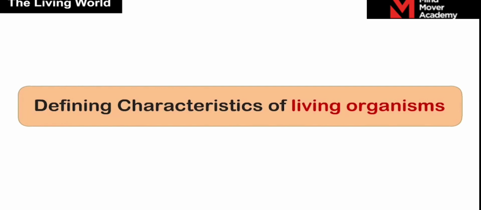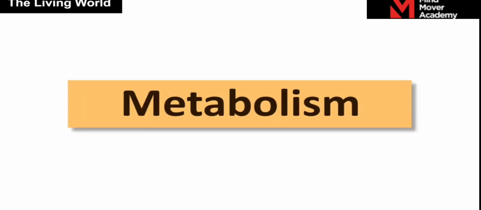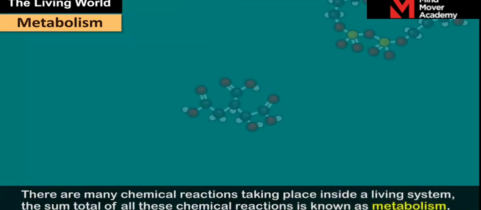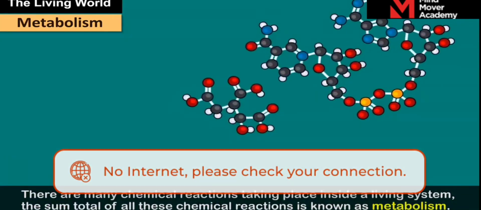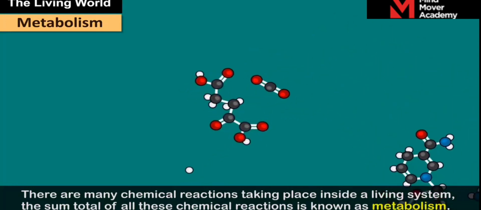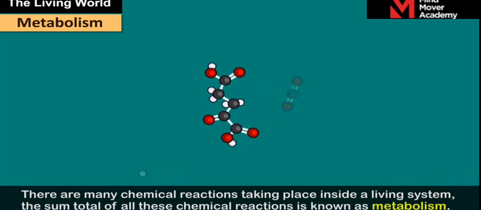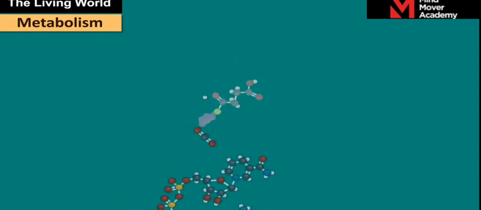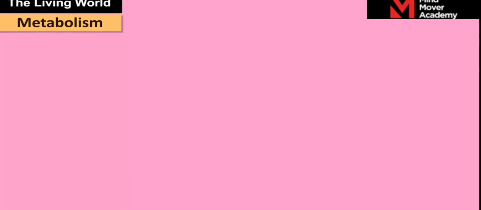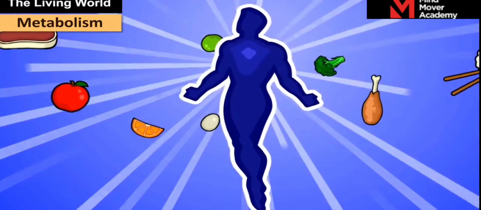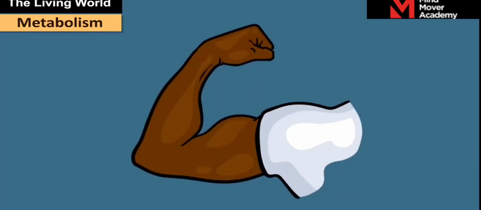So let us begin with the very first characteristic of living organisms, which is metabolism. We all are aware that there are many chemical reactions taking place inside a living system. Now the sum total of all these chemical reactions is known as metabolism. So we can define metabolism as a term that is used to describe all the chemical reactions which are involved in maintaining the living state of the cells and the organism on the whole. And this chemical reaction can be as simple as your body converting whatever you eat or drink into energy.